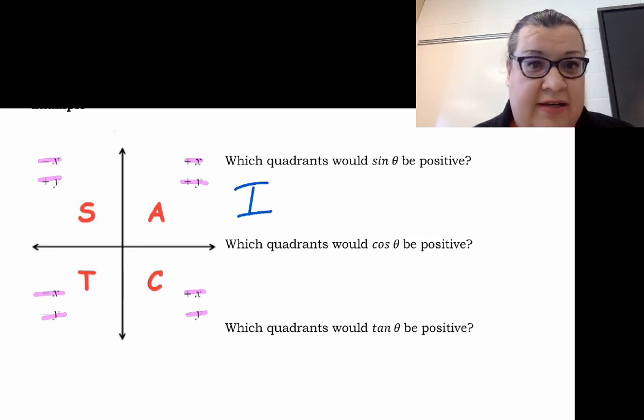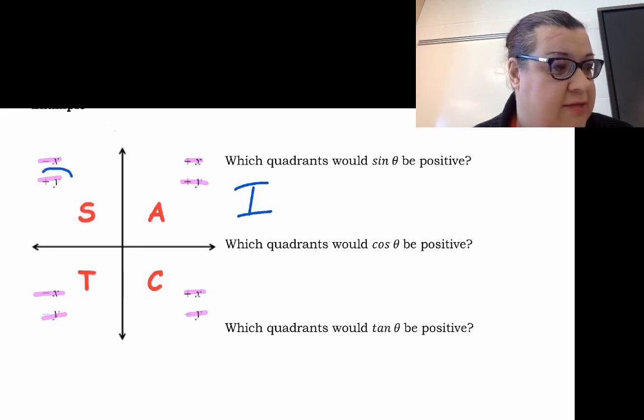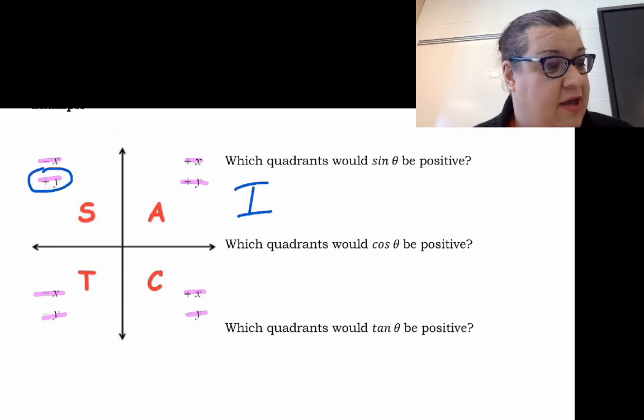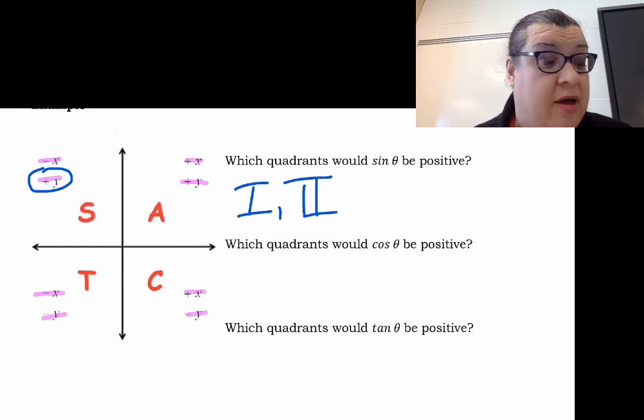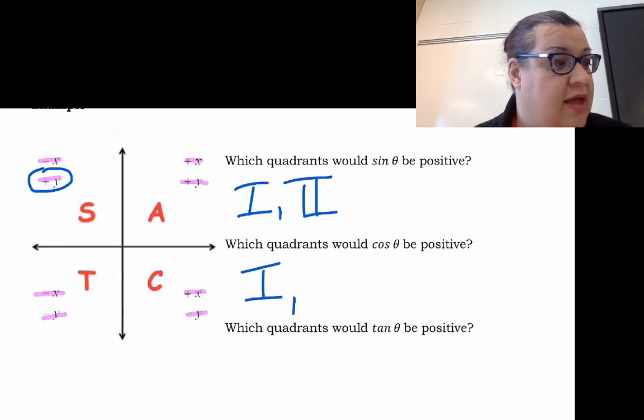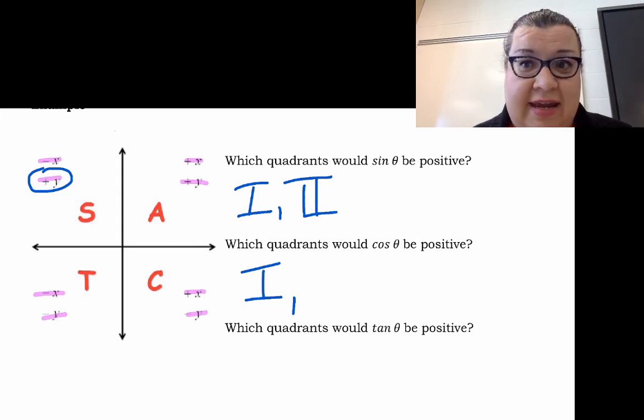And then the other one we are going to have is where y is positive. So that means quadrant 2, we would also have a positive sine value. What quadrants would cosine be positive? Well, of course, quadrant 1, because everything's positive there. Now, quadrant 2, remember, cosine involves x. So in quadrant 2, the x is negative. So cosine will be negative.